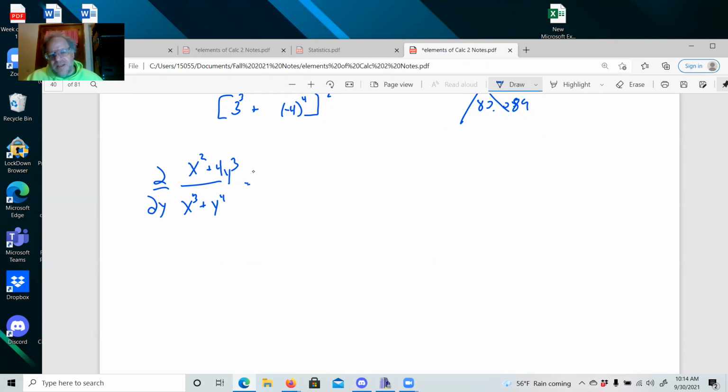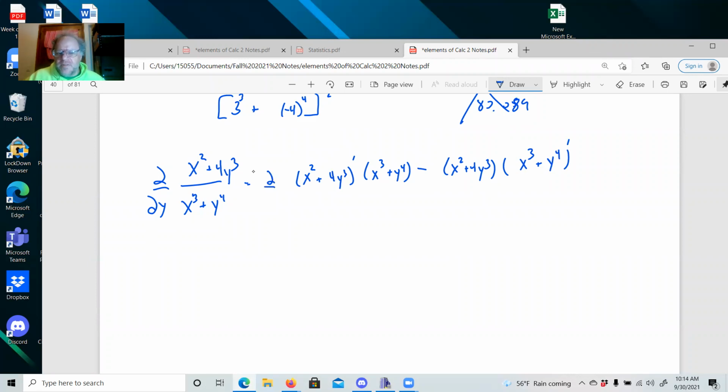All right, so again, we have a quotient rule. So we want the derivative at the top. So we're going to say x squared plus 4y cubed derivative times the bottom, minus the top times the derivative of the bottom. All right, and this is the derivative with respect to y over the bottom squared. The bottom has no derivative, just squared.